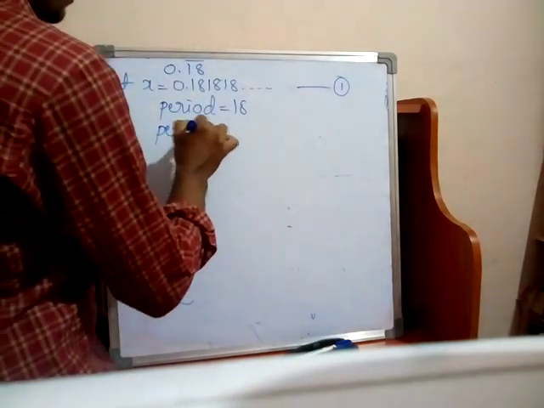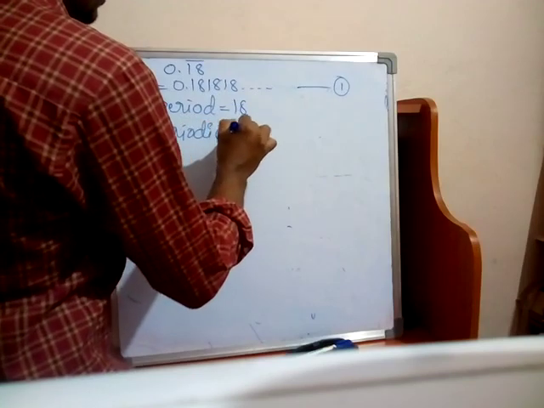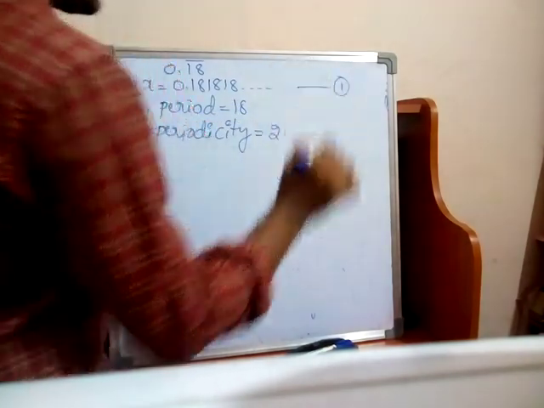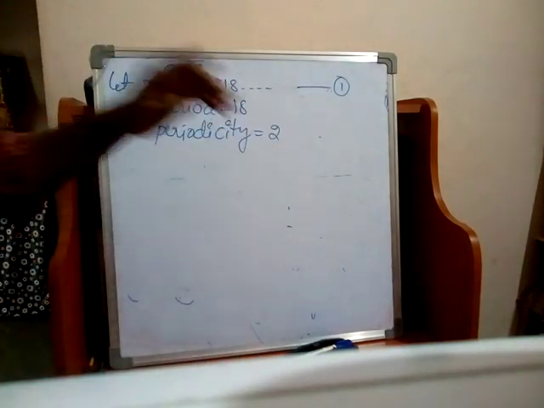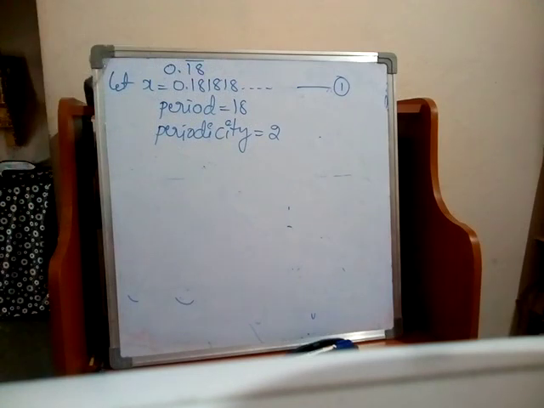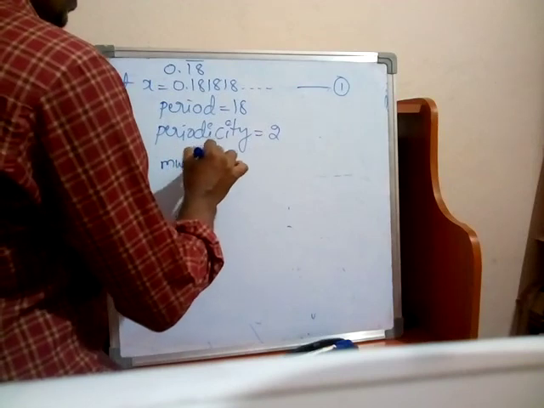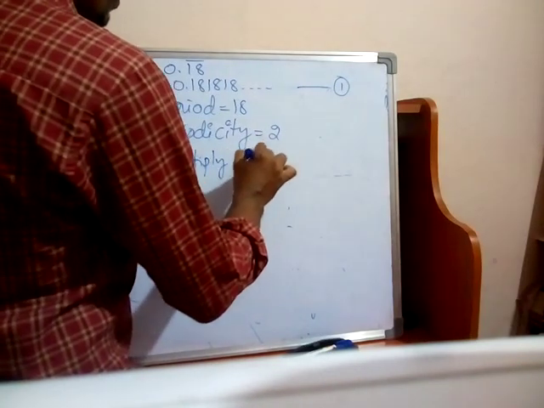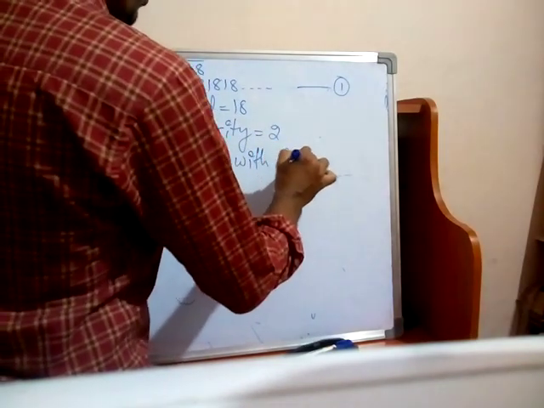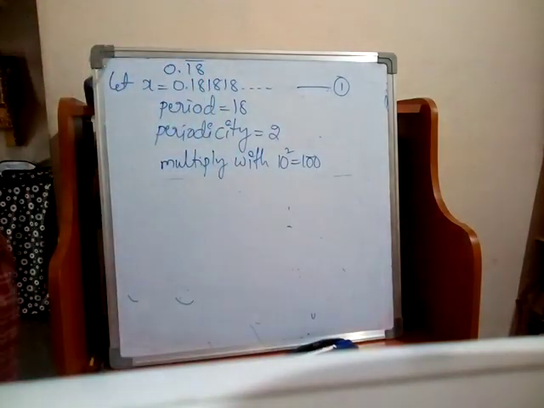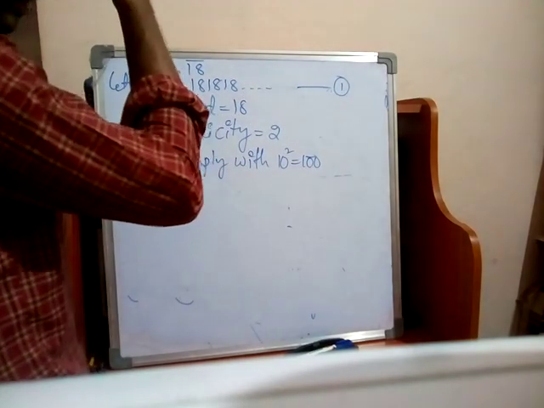Periodicity. What is periodicity? How many digits? 2 digits. So periodicity is 2. So we multiply not with 10 but with 10 power 2. 10 power 2 means how much? 100. Multiply with 100.